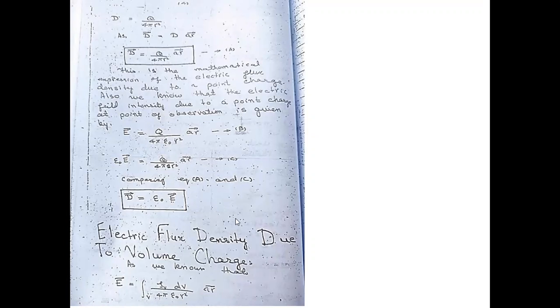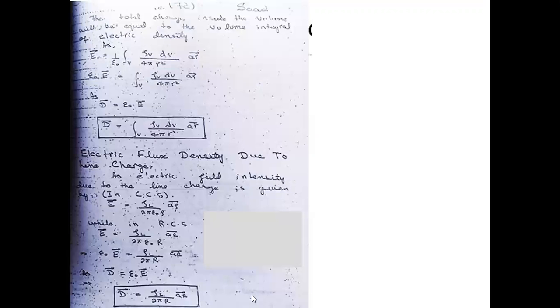Electric flux density due to volume charges. The field for volume charges we proved in the last lecture: rho_v dv over 4 pi epsilon naught r square. Again we have to multiply epsilon naught on both sides, so we will get epsilon naught E is equal to this. Again epsilon naught E is equal to D, so D will be equal to rho_v dv over 4 pi r square a_r.